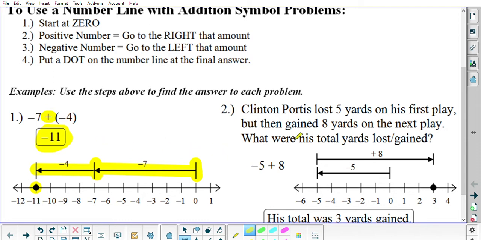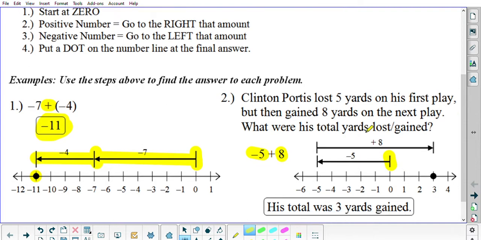Problem number 2, it said Clinton Portis lost 5 yards. We should know a loss is a negative in football, but then he gained 8 yards in the next play, so that's going to be a +8. And then it says what were his total yards lost or gained. So once again, I'm going to start at 0. The -5 will go left 5. The +8, though, should go right 8.